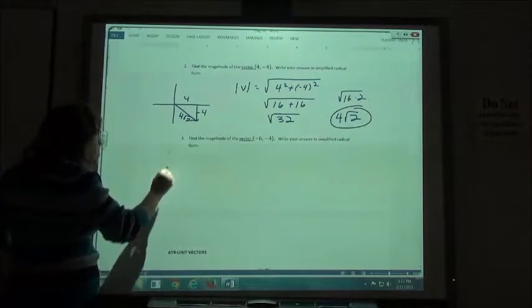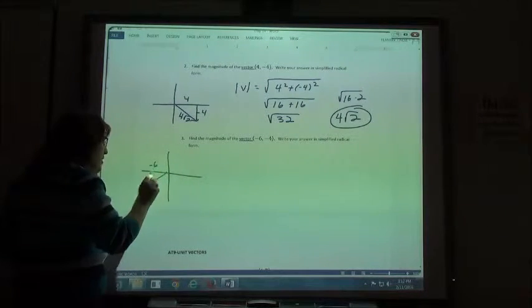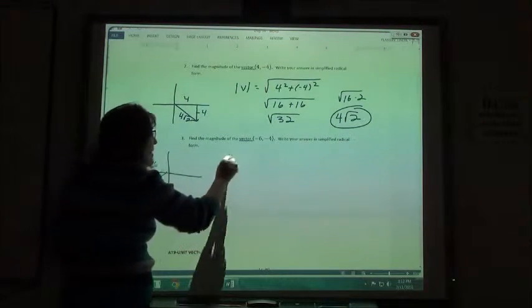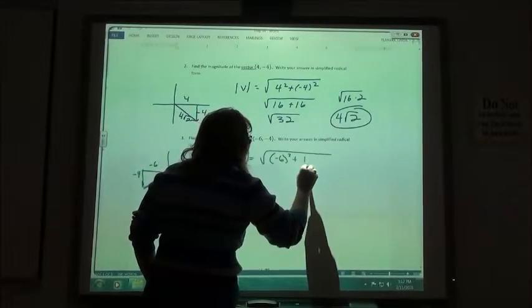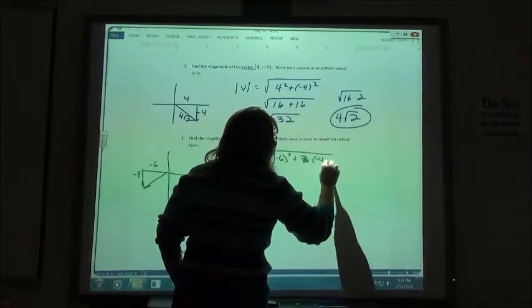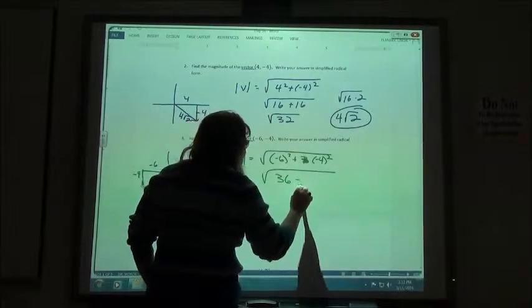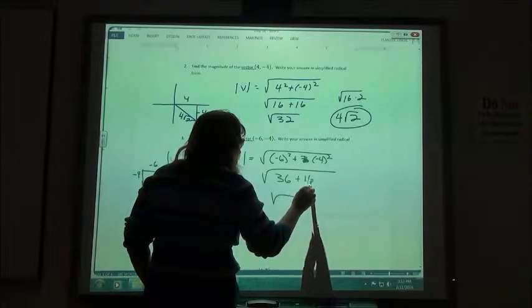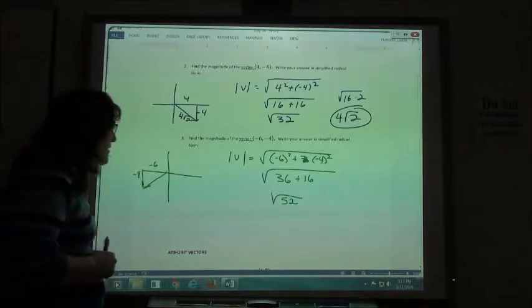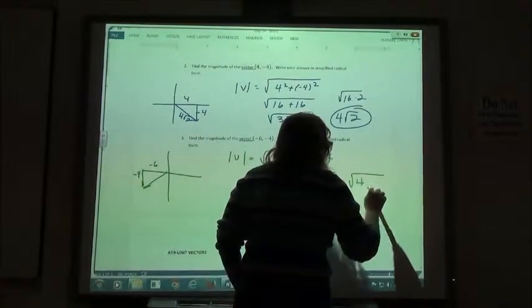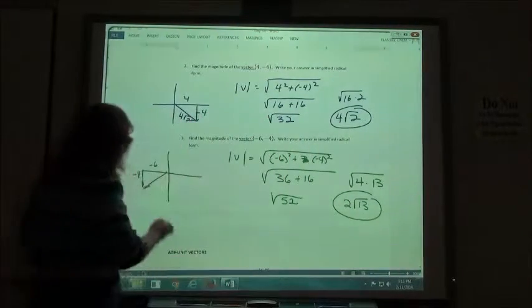Number 3, this one is going negative 6, negative 4. So negative 6, negative 4 means it's going down in this direction. So again, the magnitude of my vector, a squared plus b squared, I'm writing the b, negative 4 squared. And so negative 6 squared would be 36, negative 4 squared would be 16. If I add those together, I get 52. 52 is 4 times 13. And so I would have 2 square root of 13 for the magnitude or the size of my vector.